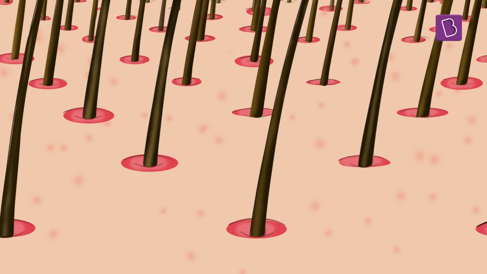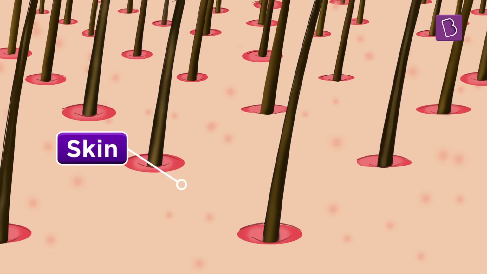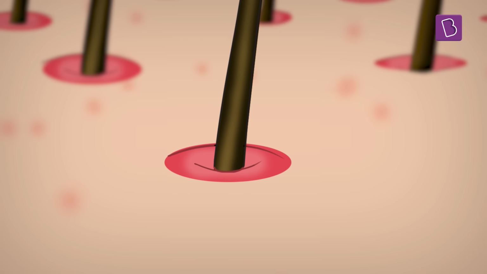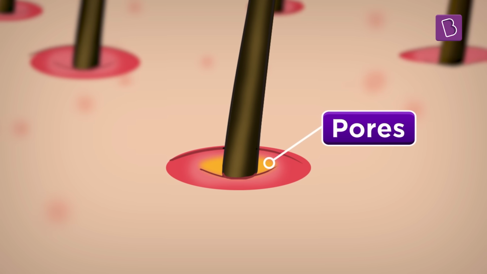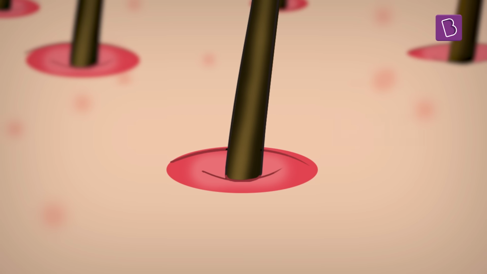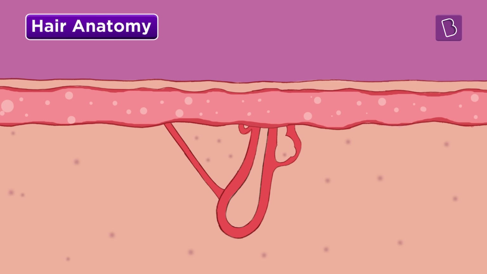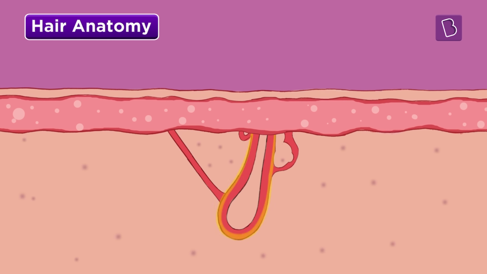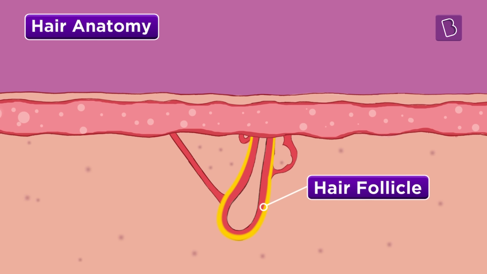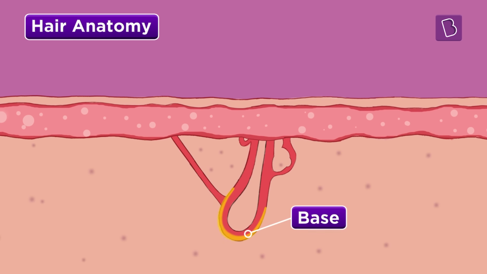Well, to understand that better, we will have to get to the root of it. If we zoom into my head, we can see that the hair grows from the skin. There are small openings on the skin called pores. These pores allow the hair to grow out of the skin. If we zoom in any further, we can see that these pores lead to a tunnel-shaped structure called the hair follicle.